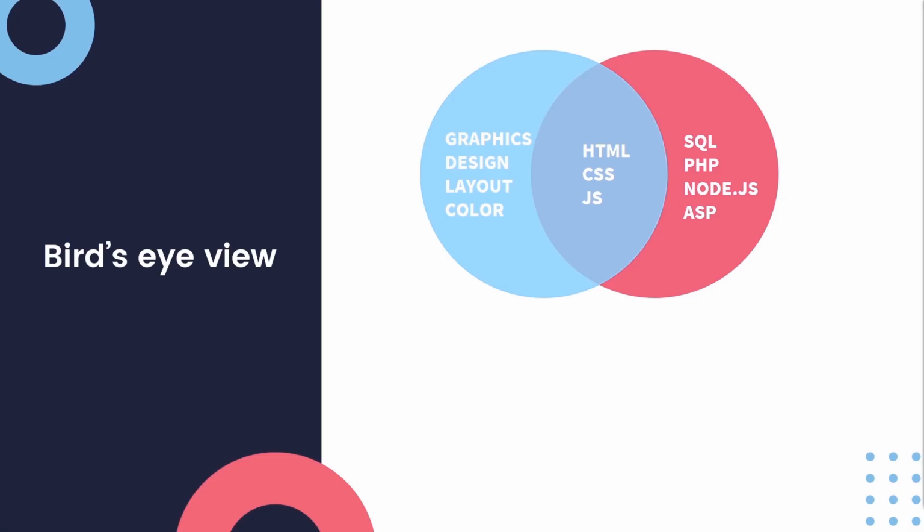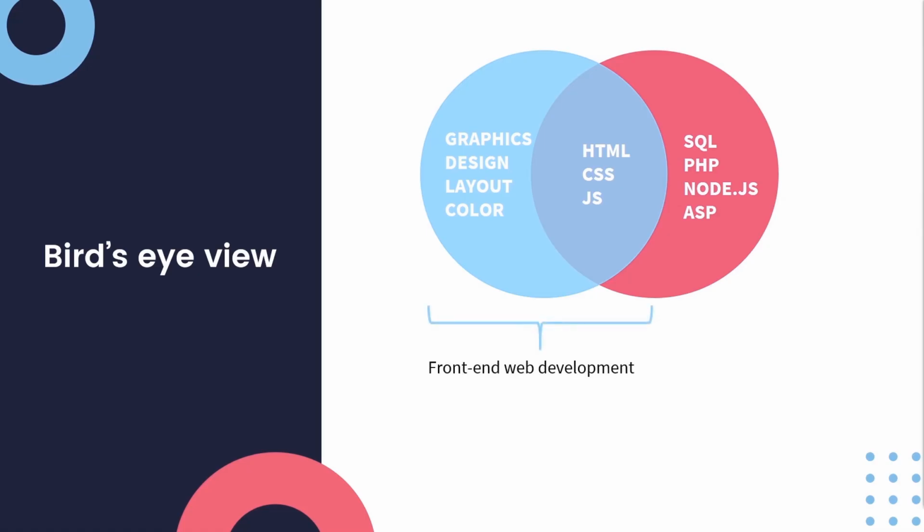In the center we have HTML, CSS, and JavaScript. This is the stack we've been working with throughout this course, because this is front-end web development. If you have a look at our last stack, in our pink circle, floated off to the right-hand side, we've got SQL, PHP, Node.js, as well as ASP. And this is back-end web development, something we haven't covered in this course.